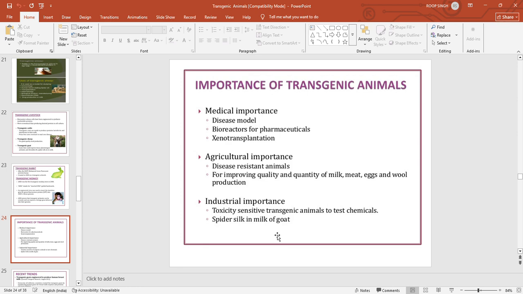Industrial importance: toxicity sensitive animals to test chemicals. Some toxicity sensitive transgenic animals can be created to test various chemicals, pesticides, drugs and so on. Spider silk in milk: spider silk's strength is very high compared to normal silk. Spider silk can be made in the milk of the goat. So one can then easily purify a large amount of spider silk.